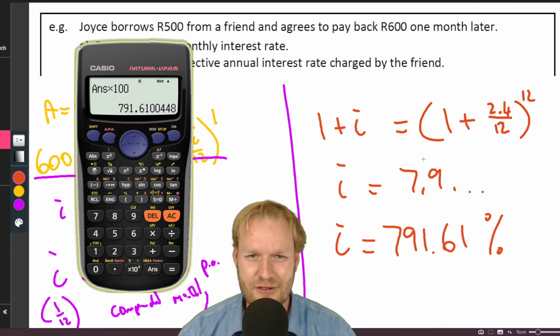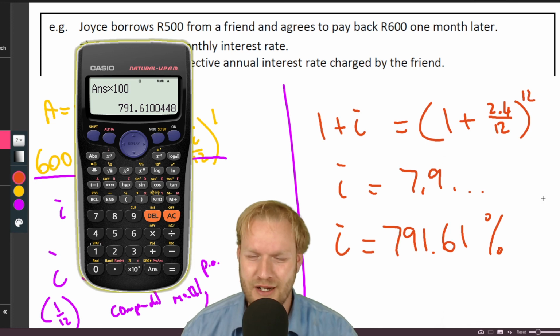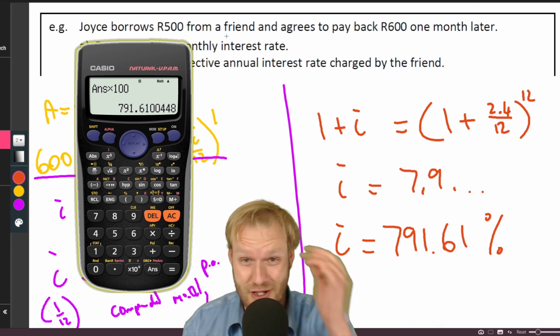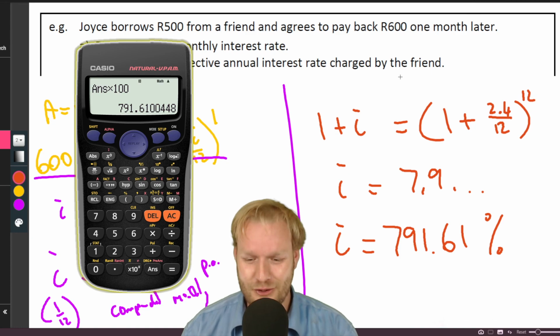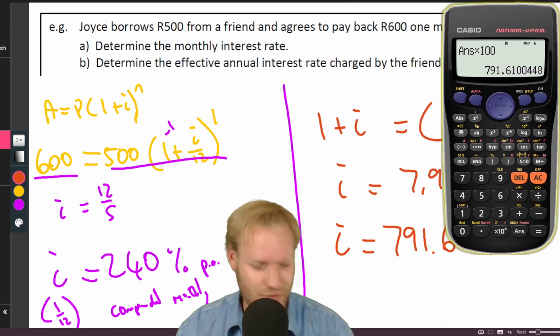That is for that 500. Joyce's friend has done pretty well here, I think. I mean, can you imagine that you borrowed 500 rand and paid it back only a year later? I can't imagine how much she'd be paying back. So watch out for Joyce's friend.